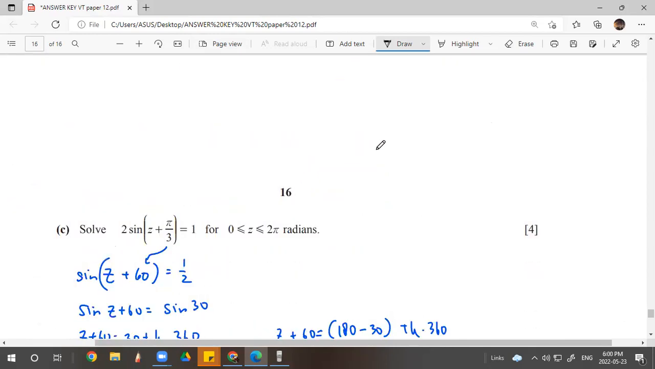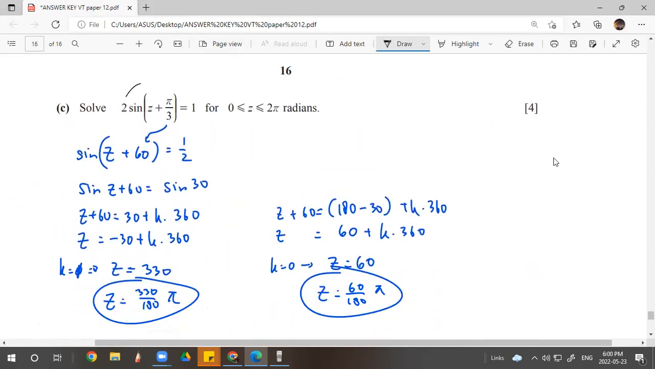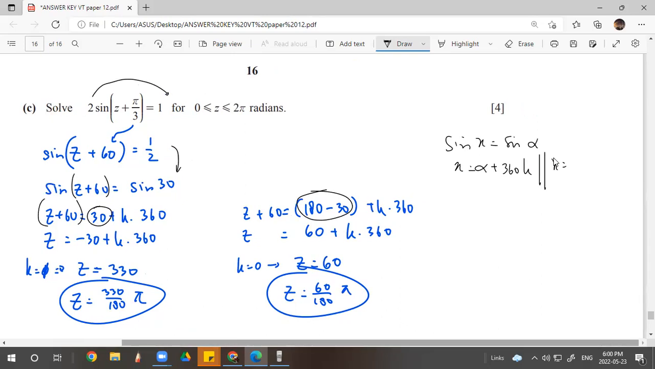Okay, plus formula sine. You put the 2 to the right side, becomes 1/2. Shift sine of 1/2 is 30 degrees. Right, so z plus 60 equals 30 and 180 minus 30. This is the rule. If I have sine x equals sine a, so x equals a plus 360k, or 180 minus alpha plus 360k. So this is the alpha, and this is the 180 minus alpha.